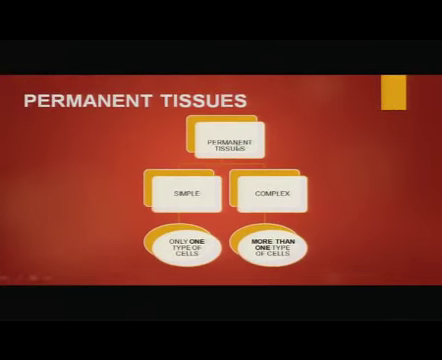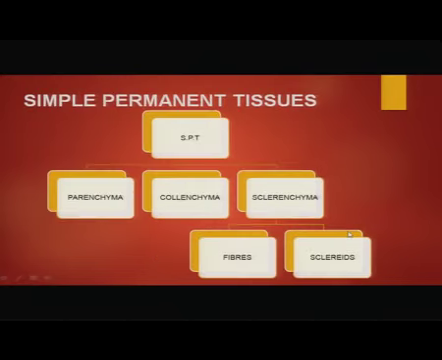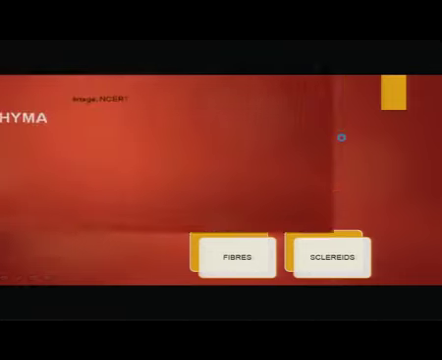The permanent tissues in the plant can be simple or complex depending upon the types of cells they are made up of. If the tissue is made up of only one type of cells, then it is known as simple permanent tissue. On the other hand, if it is made up of more than one type of cells, then it is known as complex permanent tissues. You have studied about some permanent tissues in your lower classes also. So, the simple permanent tissues can be parenchyma, collenchyma or sclerenchyma. Sclerenchymatous tissues can also be in form of fibers or sclereids. We will take them up one by one.